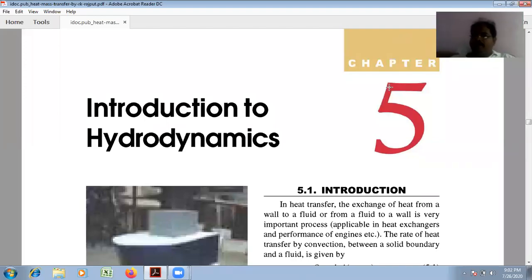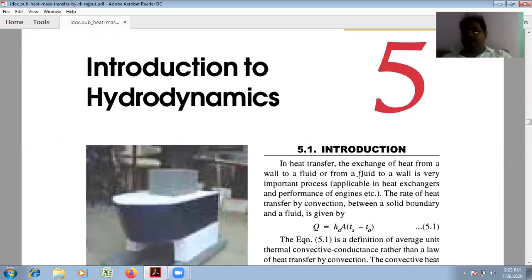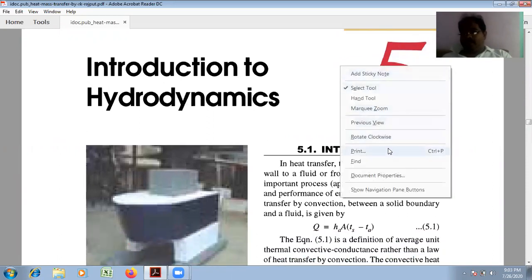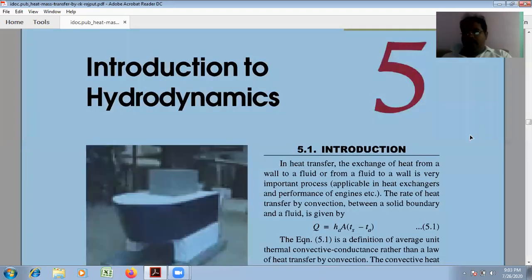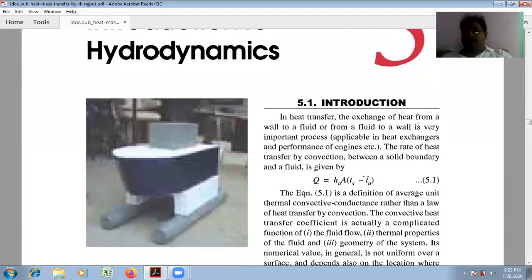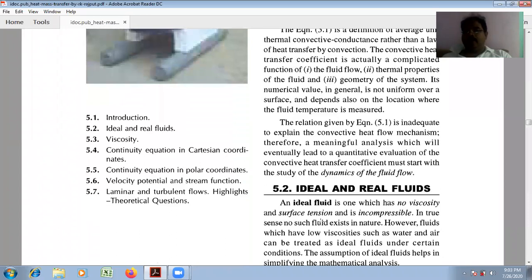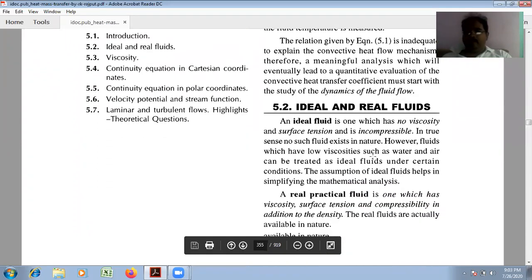Good morning, students. Today we are discussing the second chapter, which is known as convection, and basically we derive this convection from hydrodynamics. In the last lecture we discussed Newton's law of cooling. Then after we discussed the ideal and real fluid.